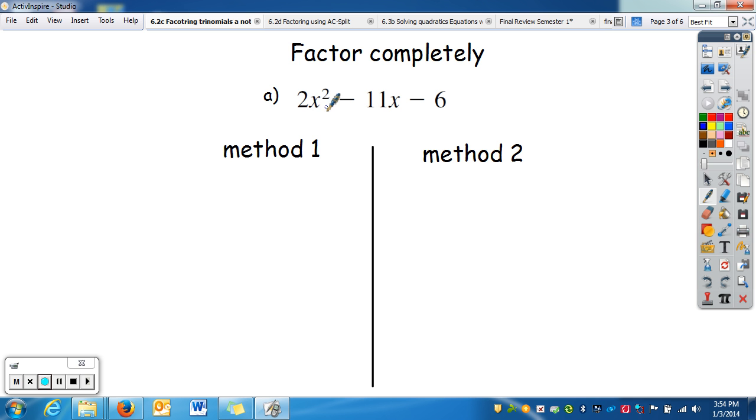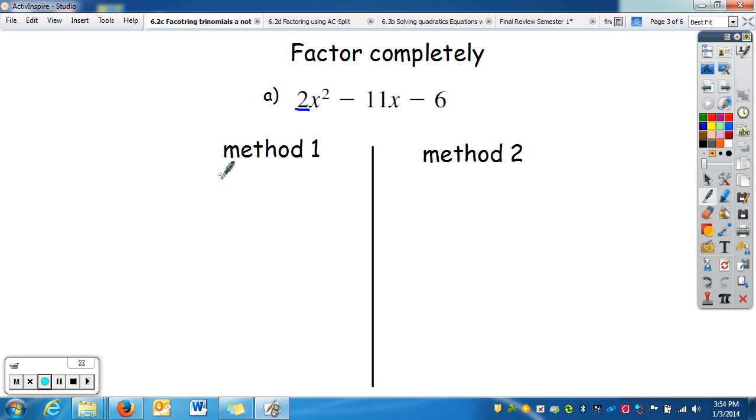Alright, so the difference on this one from what we did before: before we had the term out front, our leading coefficient, be 1. Now it is 2. These are a little more difficult because you're going to have to do a little more thinking than you had before to figure out what are the two factors that multiply together to be that. The first step is to find the GCF. There is no GCF. Our GCF is 1. So then I can just go and factor.